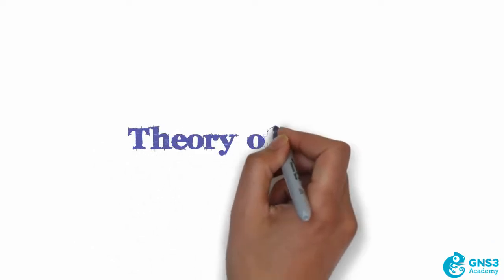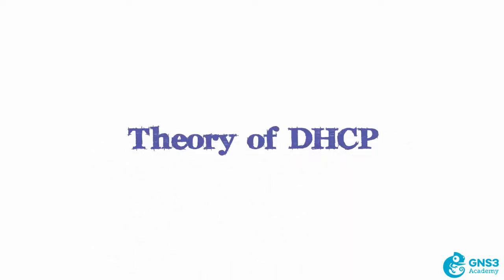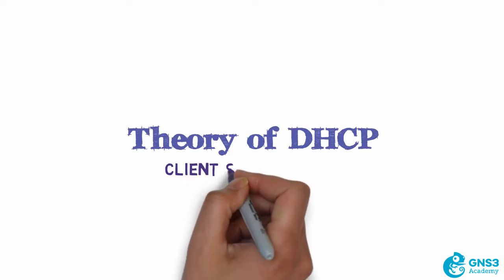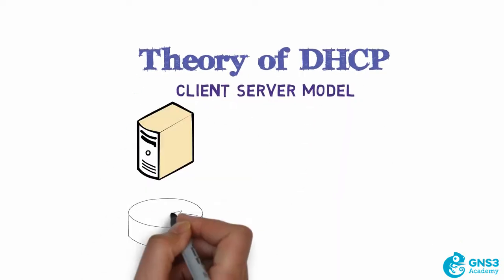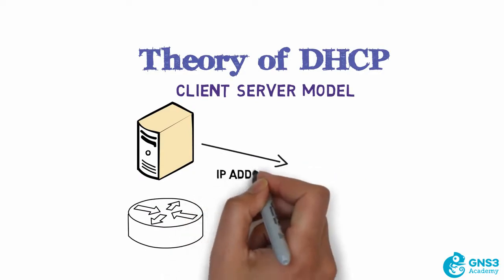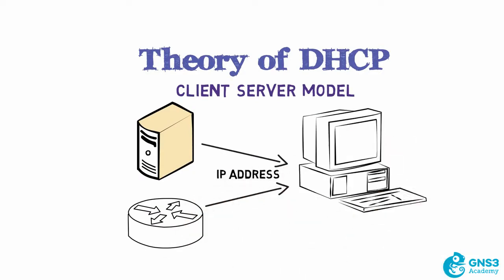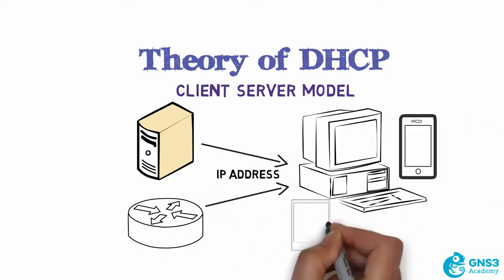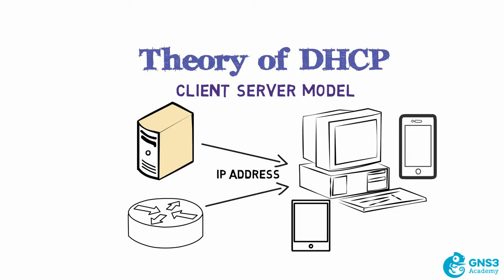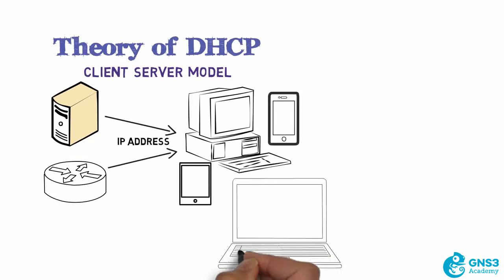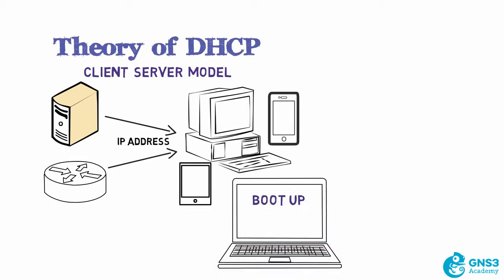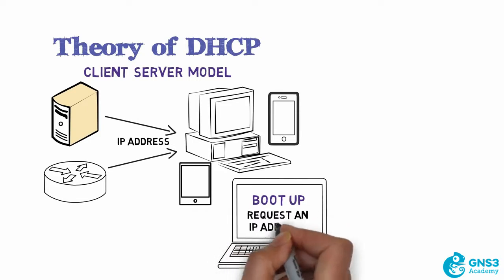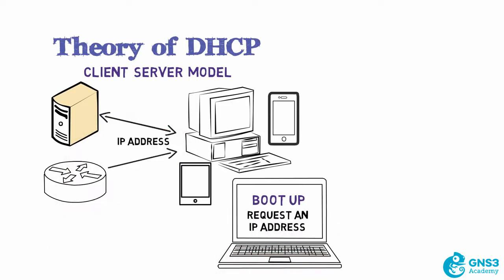So let's look at some of the theory of DHCP. DHCP uses a client-server model where the DHCP server or router is providing IP addresses to a client, such as a PC, IP phone, iPad, or some other kind of user device. So the user device, such as a laptop, will boot up without an IP version 4 address, and then will request an IP address from a DHCP server.